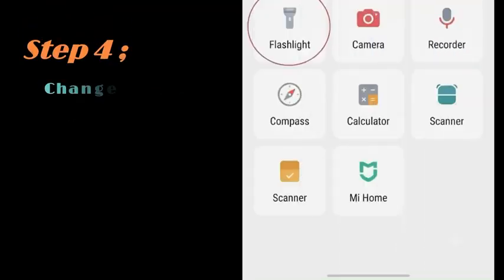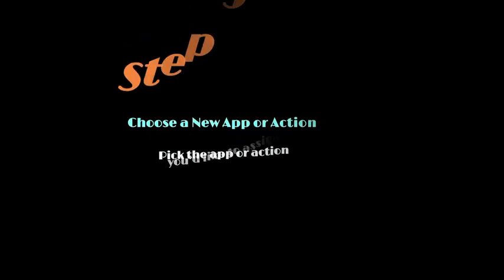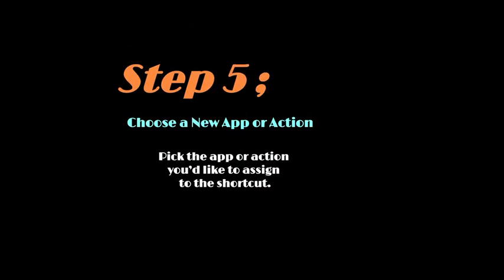Step 4, change the shortcut. Select the shortcut you want to change. Step 5, choose a new app or action. Pick the app or action you'd like to assign to the shortcut.